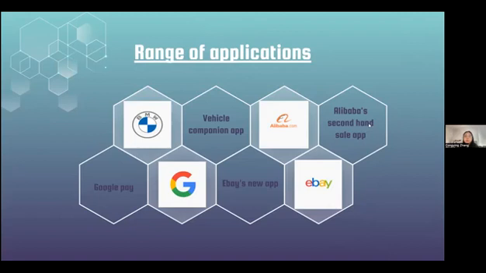Here are a few famous examples of companies using it: BMW's in-car application, Google Pay, Alibaba's second-hand trading app Xianyu, and eBay's new app for buying and selling cars. There are still some companies I haven't listed in the PowerPoint, such as Toyota, Tencent, iRobot, and so on.